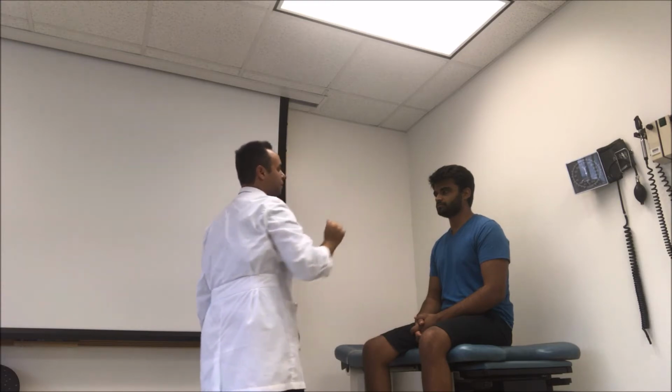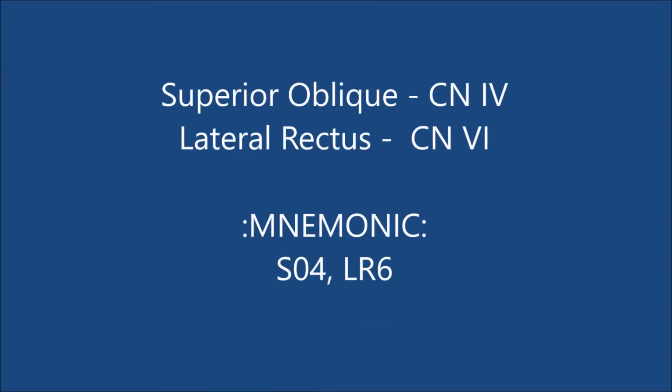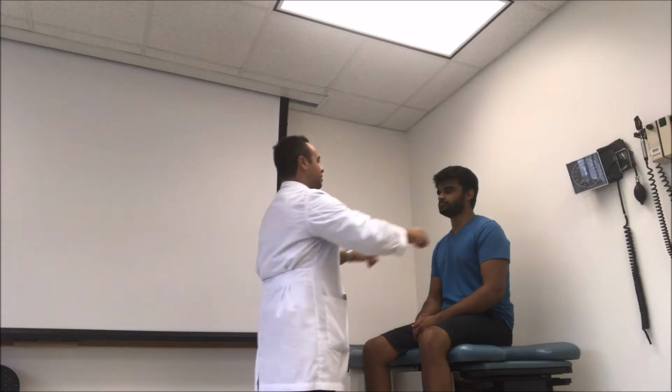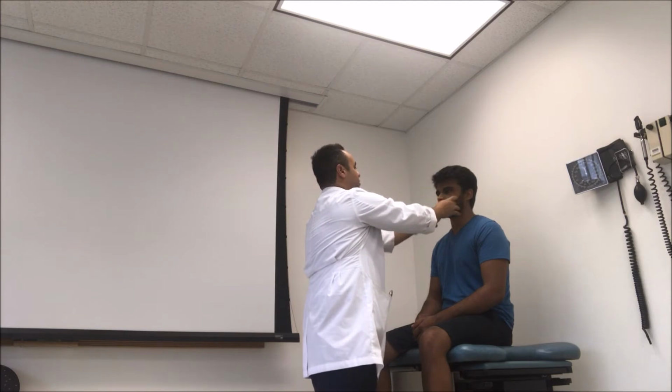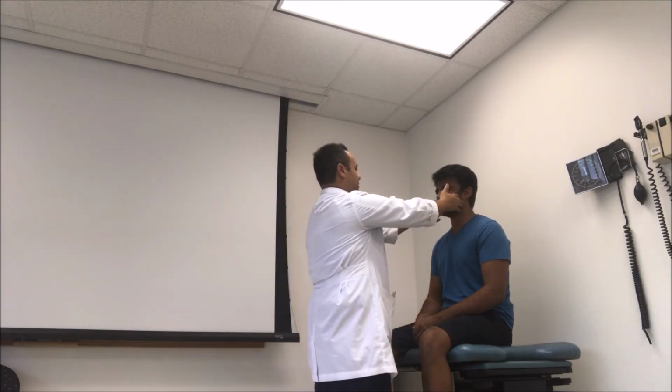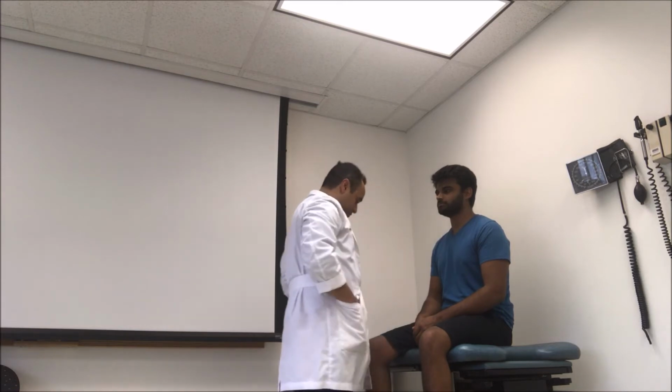The superior oblique muscle is innervated by cranial nerve 4, the trochlear nerve, and the lateral rectus muscle is innervated by cranial nerve 6, the abducens nerve. You will also be assessing the patient's facial sensation and muscles of mastication done through cranial nerve 5, the trigeminal nerve. Have the patient clench their jaw and note for any abnormalities as you're palpating it.